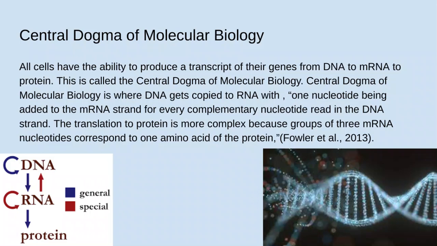Central dogma of molecular biology. All cells have the ability to produce a transcript of their genes from DNA to mRNA to protein. This is called the central dogma of molecular biology. It is where DNA gets copied to RNA, with one nucleotide being added to the mRNA strand for every complementary nucleotide read in the DNA strand. The translation to protein is more complex because groups of 3 mRNA nucleotides correspond to one amino acid of the protein.